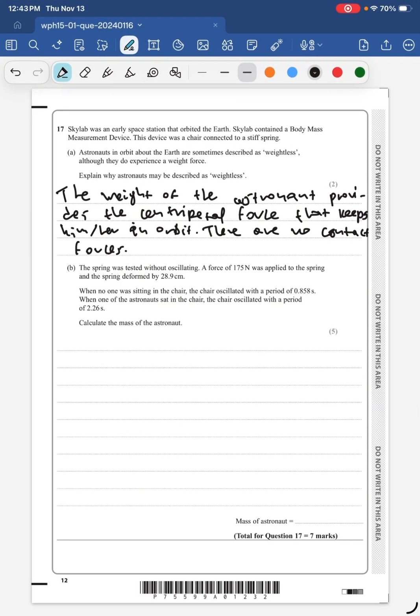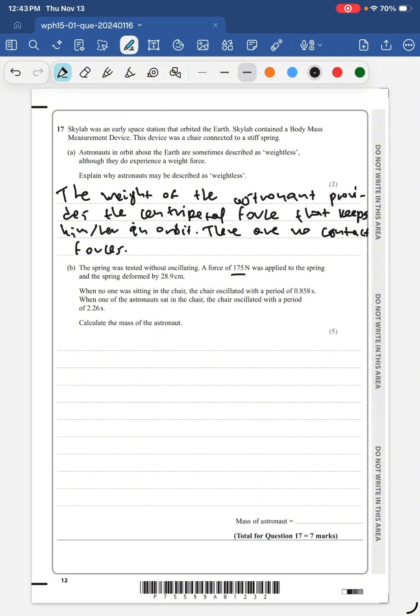The spring was tested without oscillating. A force of 175 newtons was applied to the spring, and the spring deformed by 28.9 centimeters. When no one was sitting in the chair, it oscillated with a period of 0.858 seconds. When one of the astronauts sat in the chair, it oscillated with a period of 2.26 seconds. Calculate the mass of the astronaut. Okay, this is a little bit involved. Let's start with the first piece of information.